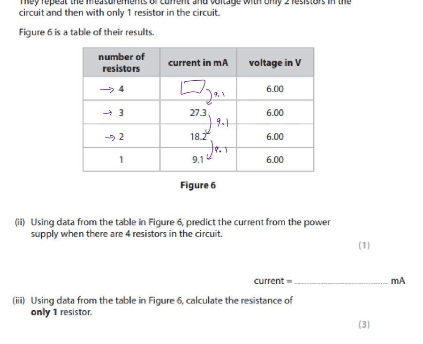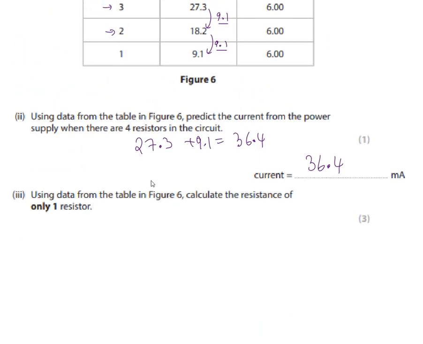So therefore, the answer is going to be 27.3 plus 9.1. This will give me 36.4. So 36.4. Okay, so this is my understanding, because from here to here the current is dropping by this much, from here to here the current is dropping by this much, so therefore the current may be dropping there. Again, just one mark.